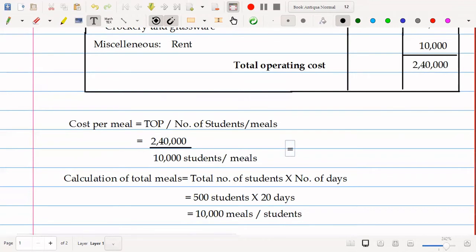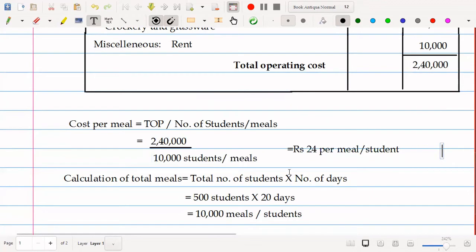This is equal to rupees 24 per meal or per student. A student will eat per meal at rupees 24. So this is how you calculate cost per meal in an operating cost sheet.